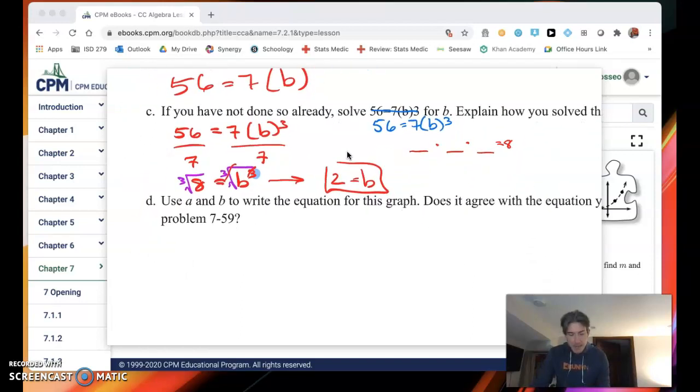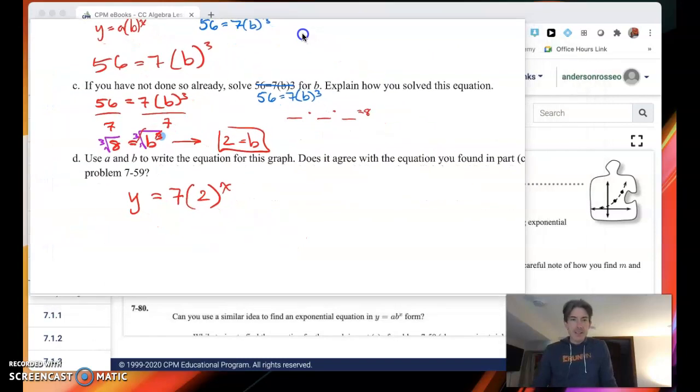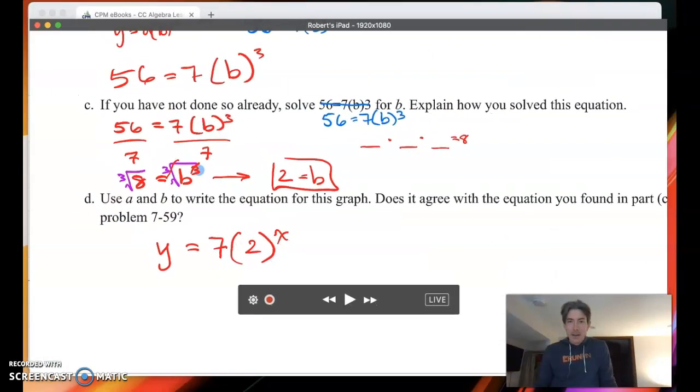It says use a and b to write the equation for this graph. Do you agree with the equation? Well, yeah, we're going to find that this is the exact same. I leave my x and my y in, and I can check this by having this reproduce the exact same (3, 56) point. If I put in 3 for x, it will spit out 56 for y. All right, so that's going to work out.